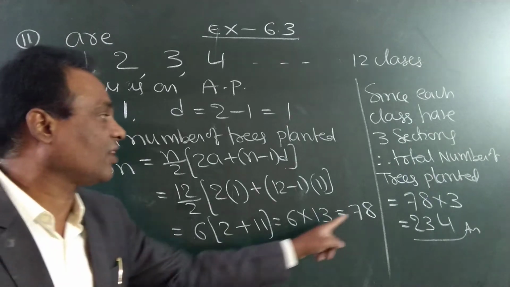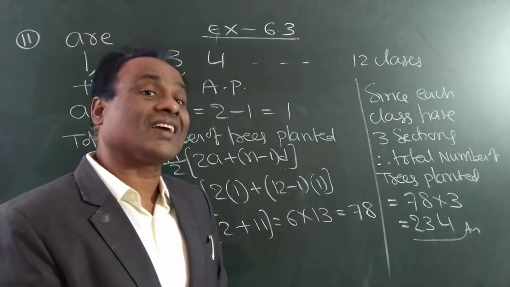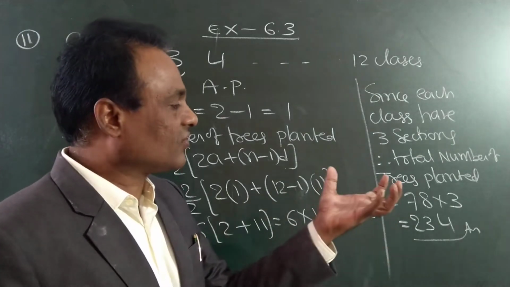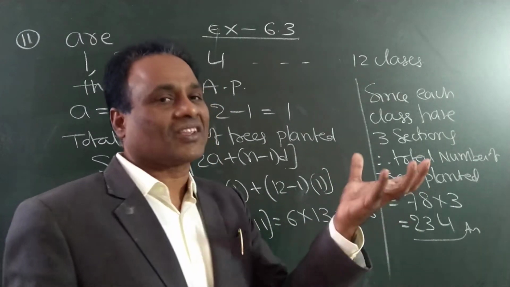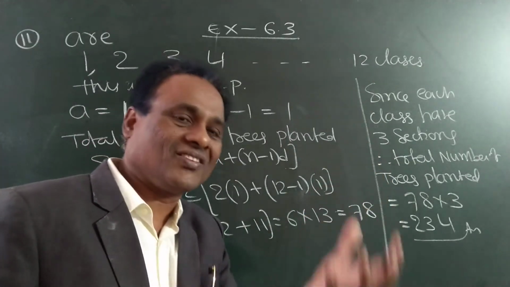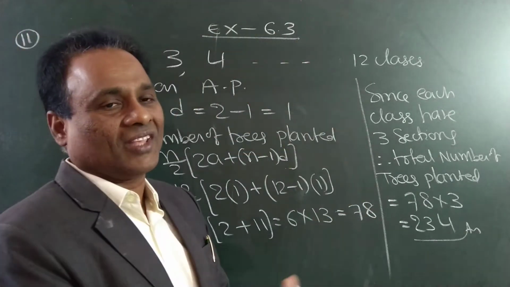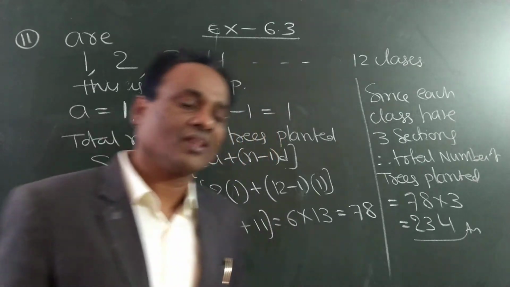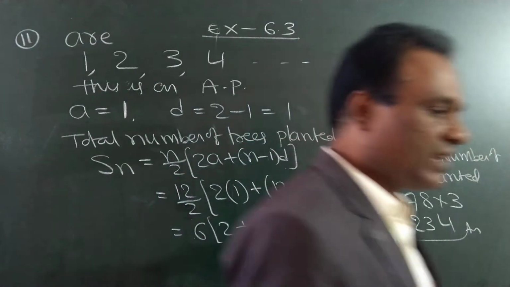13 into 6, 78. But there are 3 sections in each class. So A section students are planting 78, B section for example 78, C section 78. Total number of trees will be 78 into 3, 234. Write down students, read the next question.